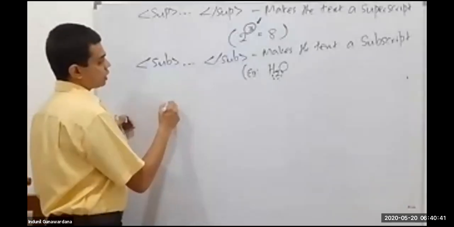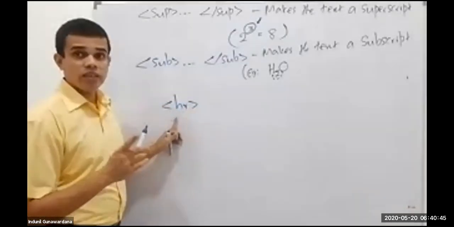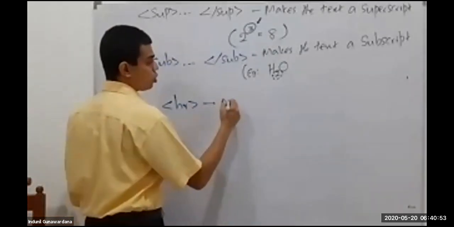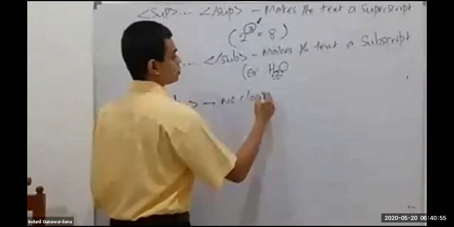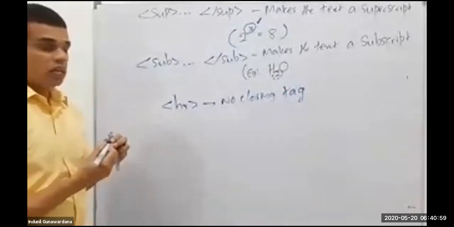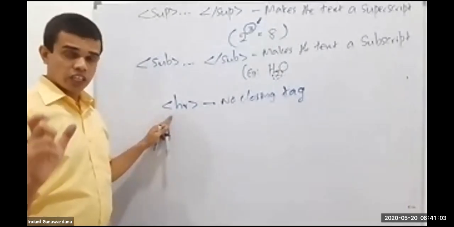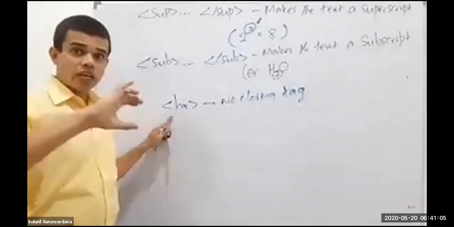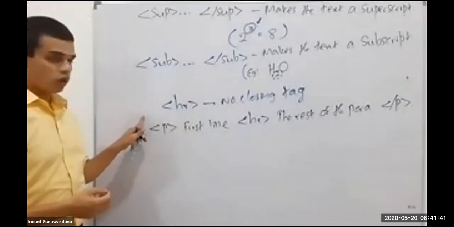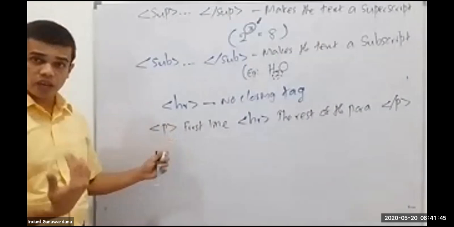We have a tag called HR. This does not have any closing tag. That's the point: no closing tag or closing element. If you write HR anywhere in the document, it creates a horizontal line. So I want this to be executed, I want this to be rendered.